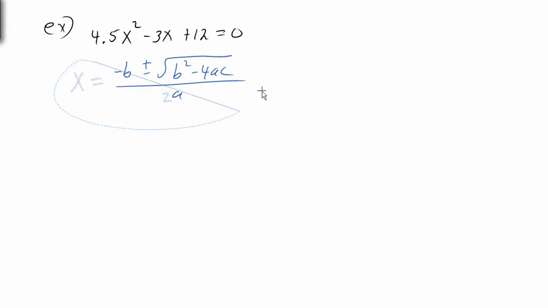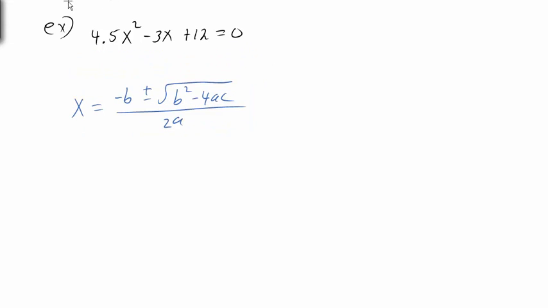And once again, if it's helpful, you may want to actually label your values. a is equal to the coefficient of x squared, which is 4.5. And be careful here, b is the coefficient of x. It's not 3, but it's -3. And of course, our c value is 12.